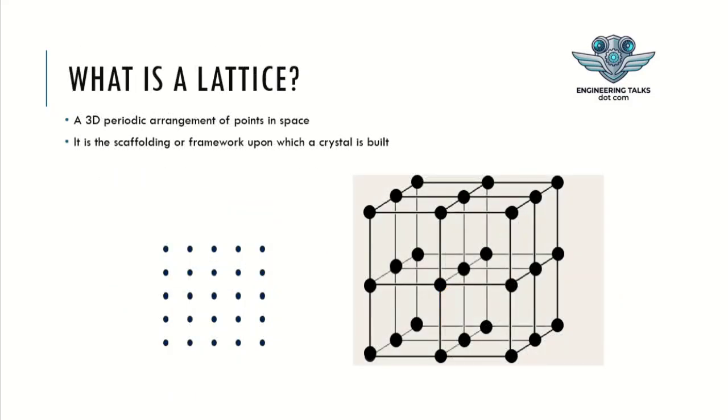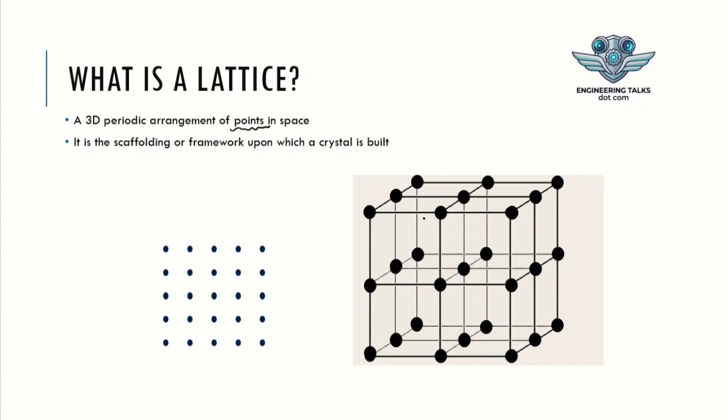Let us now discuss the concept of a lattice and how it is different from a crystal. We now know that a crystal is a three-dimensional periodic arrangement of atoms or ions or molecules in space. A lattice is defined as a three-dimensional periodic arrangement of points in space. So the only difference lies in whether we are considering the points or the actual atoms in space. Otherwise, both are three-dimensional periodic arrangements.